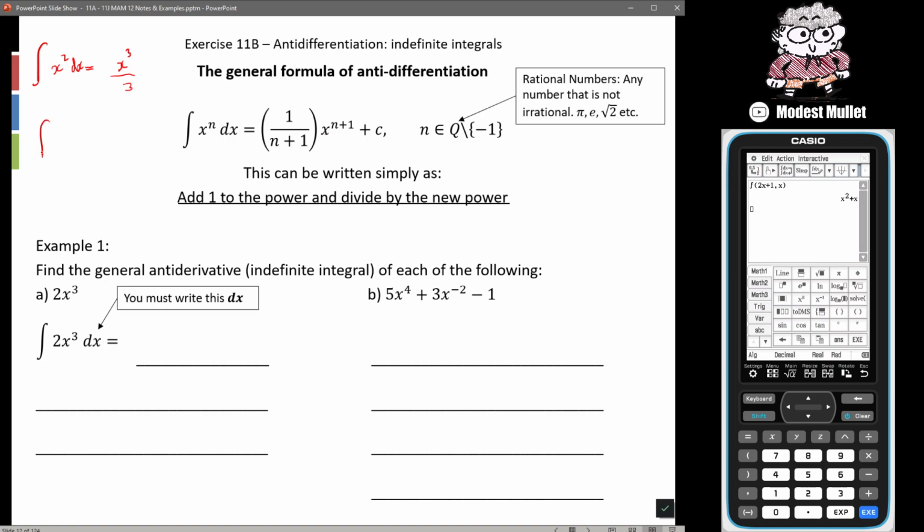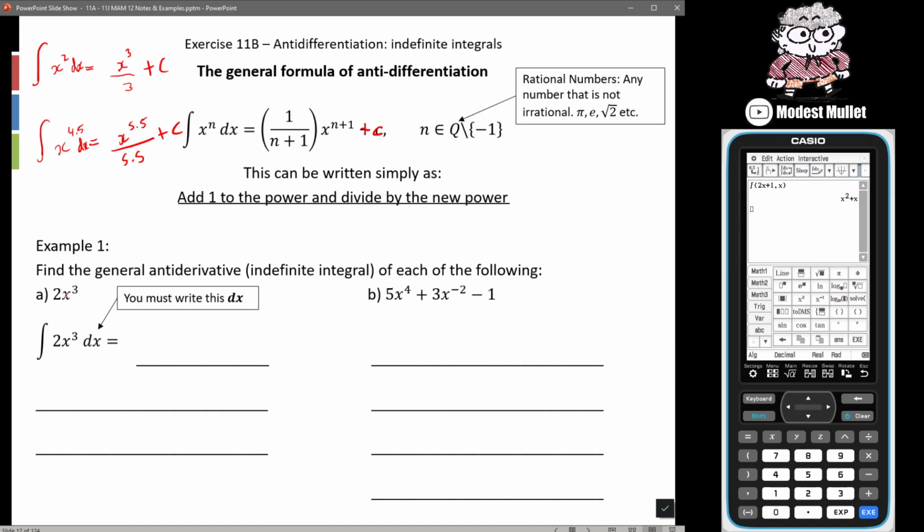Same with the integral of x to the 4.5 is equal to, and we need to put the dx in. Oh, and I forgot the plus c. See, I've already started making that mistake myself. You must put the plus c. We're going to add 1 to the power, so we had x to the 4.5, so we're going to get 5.5, and we're just going to divide by that new power, and plus c. That's all that rule is saying: add 1 to the power, divide by the new power.